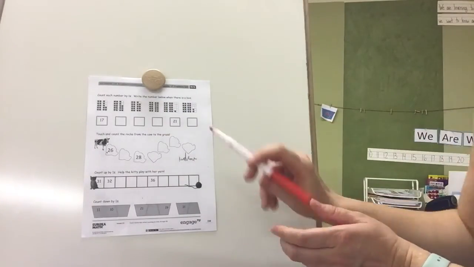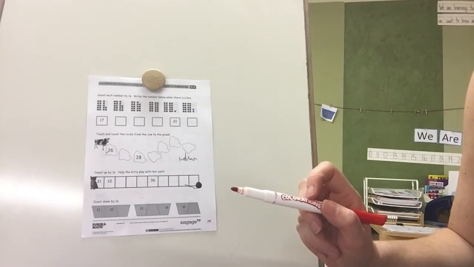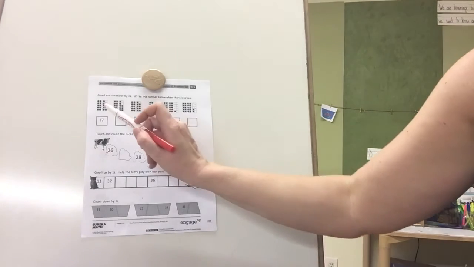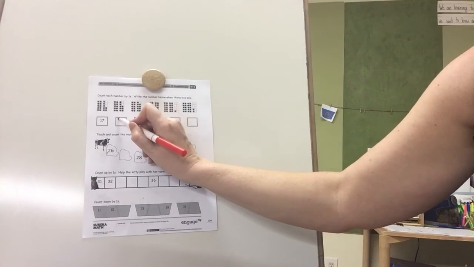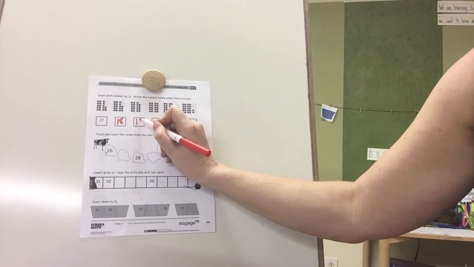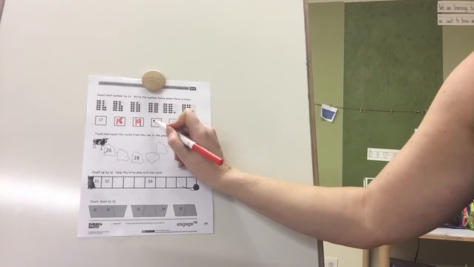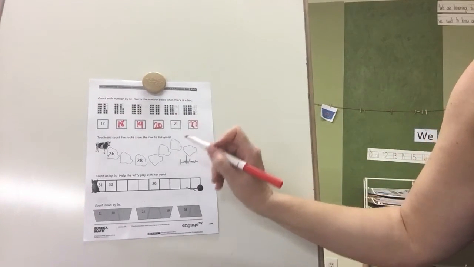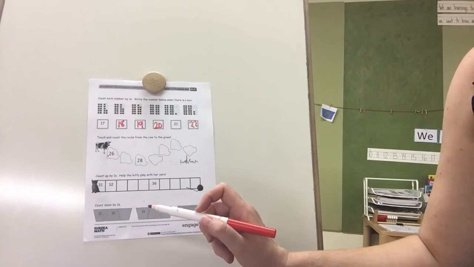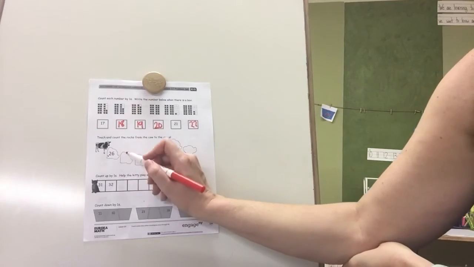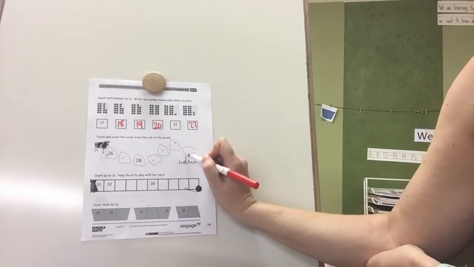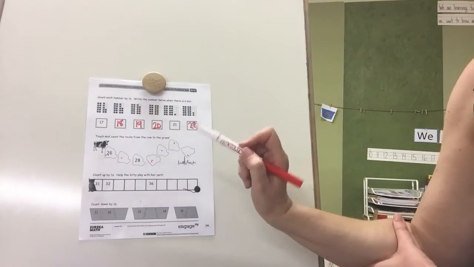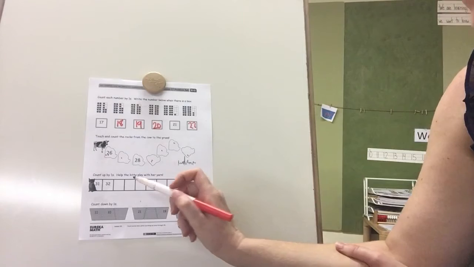Okay, this one is just counting. Count each number by ones and write the number below when there's a box. So 17, 18, 19, you're looking at these boxes, 20, 21, 22. Touch and count the rocks from the cow to the grass. So fill in the rocks to get the cow to the grass, 26, 27, 28, 29, 30, 31, 32. This is very similar to the problem set yesterday.